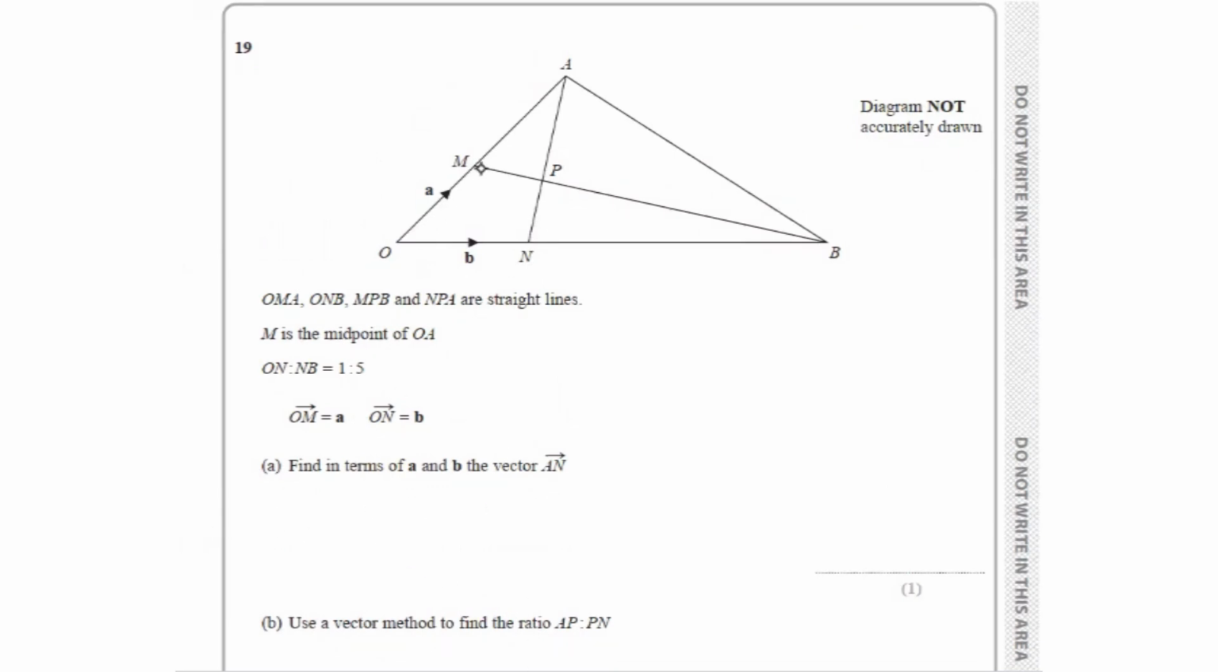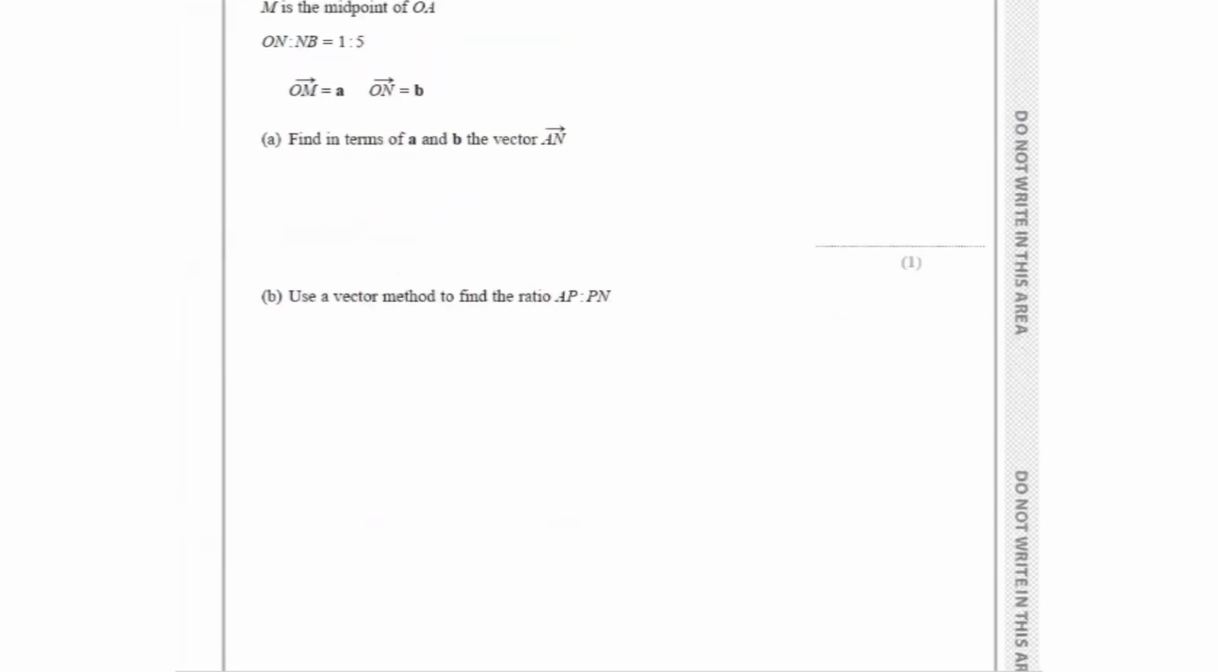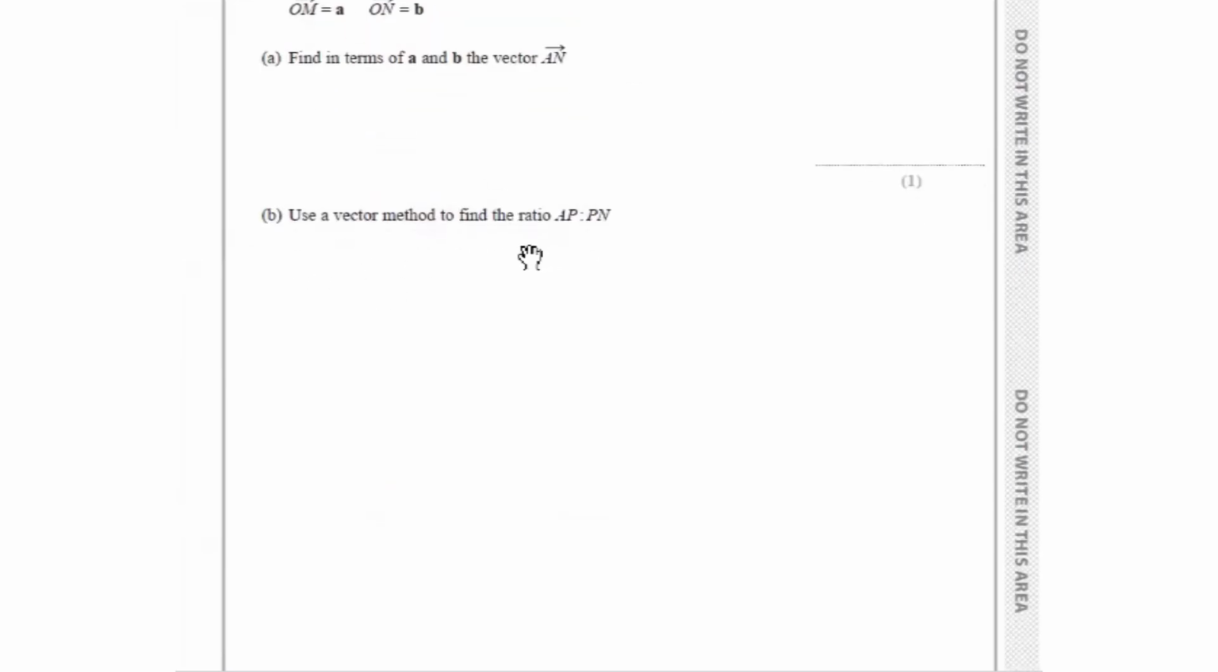So if M is the midpoint of OA, OA is going to be twice of OM, which is 2A. So AN is going to be ON minus OA, which is B minus 2A. That's your vector AN. Then it says use a vector method to find the ratio AP is to PN.